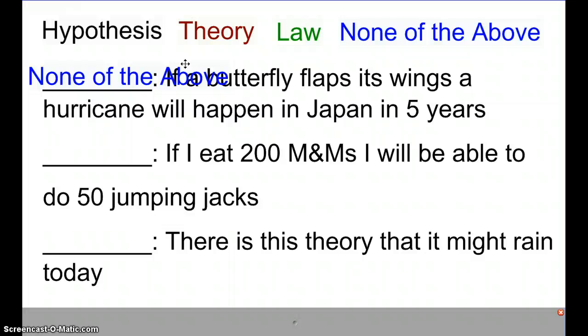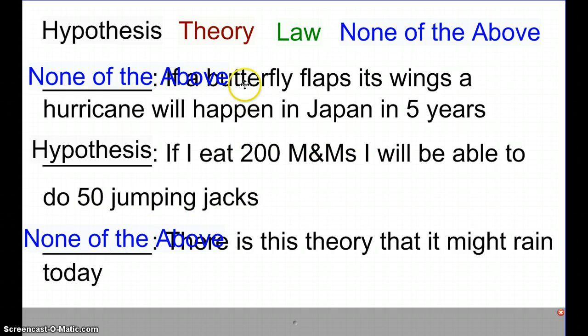If I eat 200 M&Ms, I will be able to do 50 jumping jacks. That is a hypothesis because I can measure that, and it follows the mold of if I do this, then this will happen. And finally, there is this theory that it might rain today. That is none of the above. Again, incorrectly using the definition of a theory.